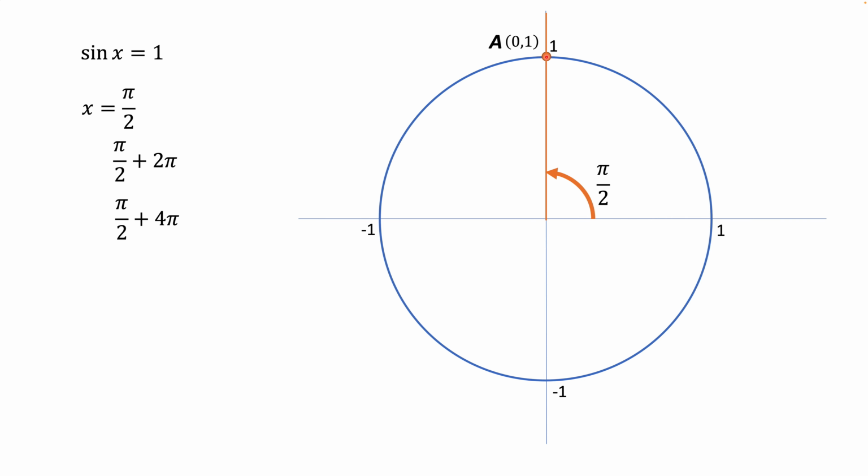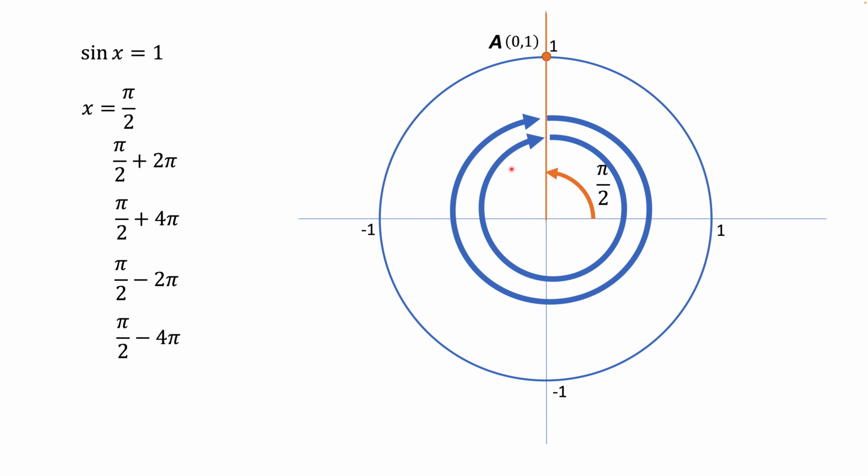Now, what if instead of going counterclockwise, I want to go clockwise? So I go to pi over 2, I get to point A, and then I decide to go clockwise, one full circle. I get to the same point A, so sine is the same. So pi over 2 minus 2 pi should give me the same answer, right? Sine of that is going to be 1. What if I do two circles? Same story. It's pi over 2 minus 4 pi, also giving me sine equals 1.